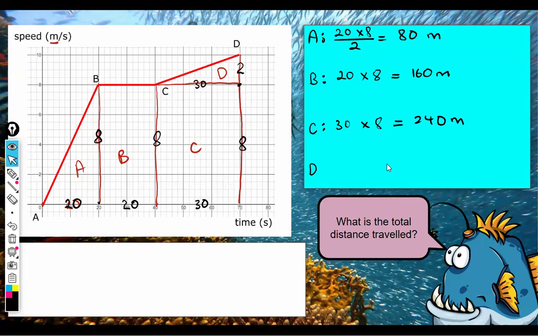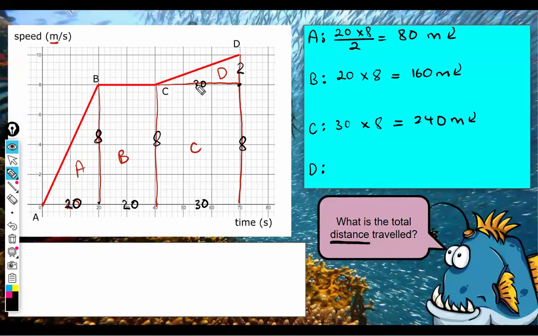Guys, some of you are getting the units wrong. They're asking you to calculate the distance. Isn't distance measured in regular boring meters? Some people put in meters per second squared. That's a measurement of acceleration. This is distance.